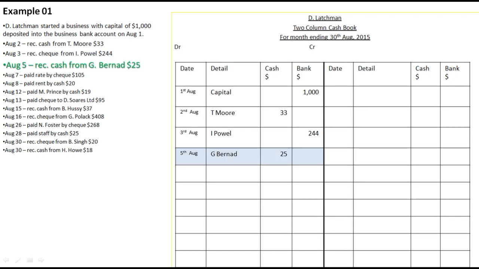The 5th of August, received cash from G. Bernard, $25. We ask ourselves, is the business receiving or losing cash? The business is receiving cash. So we record it on the debit side: G. Bernard, 5th of August, and $25 under the cash column.